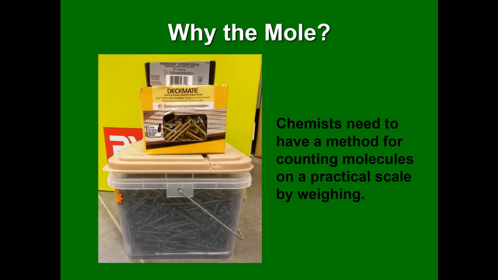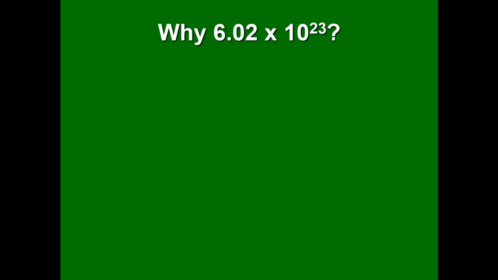So that's why we need the mole, because these particles are too tiny to be able to count out or weigh out individually. We need to weigh out a large number of them. So we have this large quantity called the mole. Why this specific number, 6.02 times 10 to the 23rd? That turns out not to be an arbitrarily selected number.